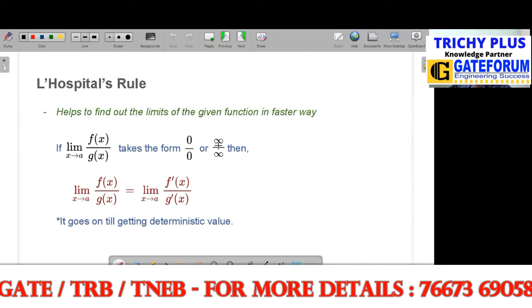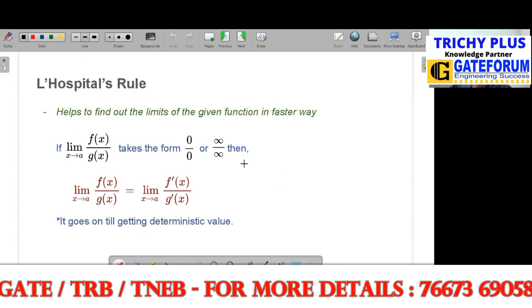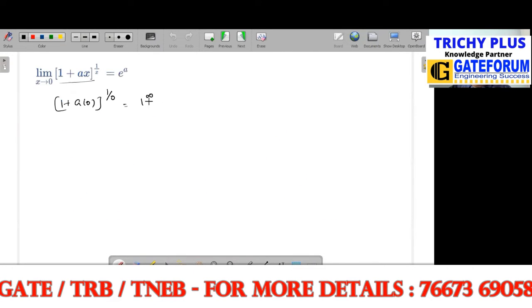Most probably, whatever question is given in the GATE, you can convert the 1 power infinity form into 0 by 0 form or infinity by infinity, so no need to worry about it. The first thing is you have to convert this 1 power infinity form into 0 by 0 or infinity by infinity, then only proceed. Also, it has to be in the form of f of x by g of x, right? Now it is not.